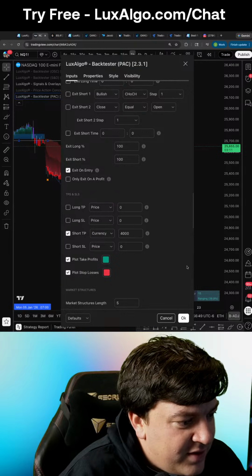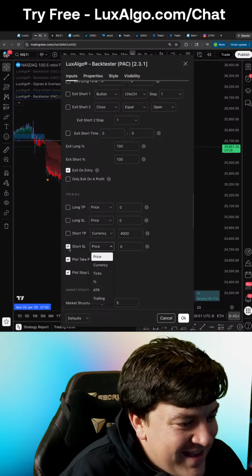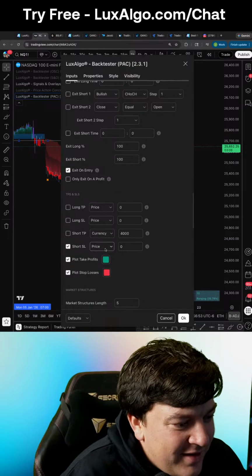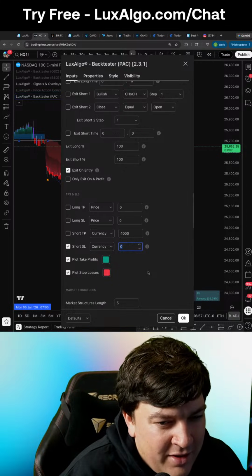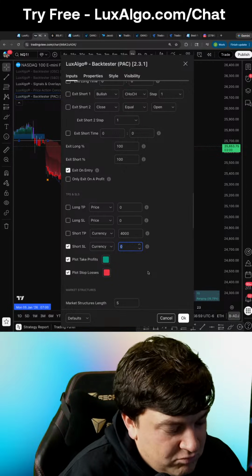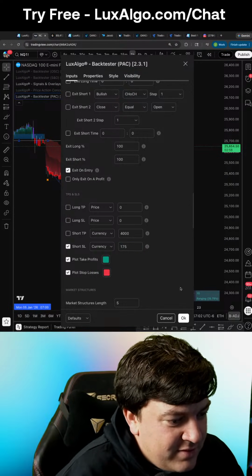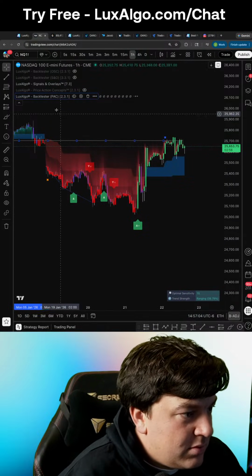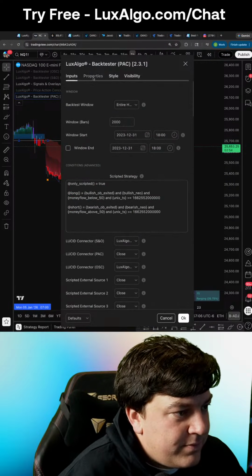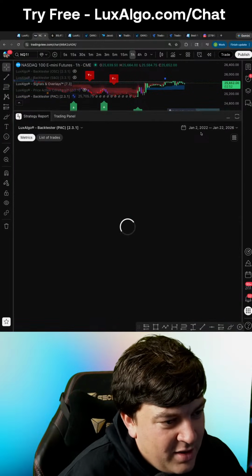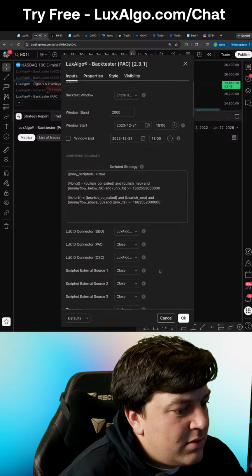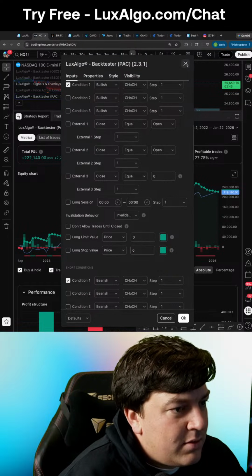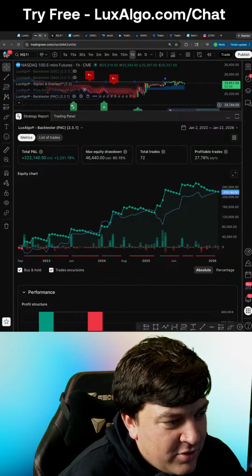So if I go to currency, oh, you're right. I'm on the wrong one. If I go to currency and put, let's do, I don't know, let's do 175. We have no idea if this is going to help it at all. That's why having the thing up there. It gave a bigger drawdown.